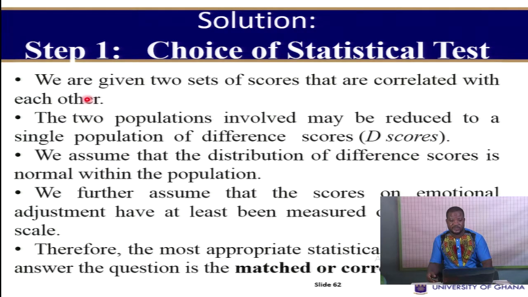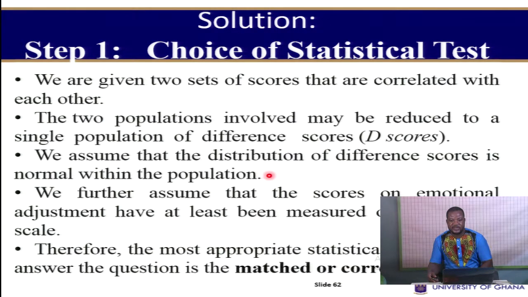So we have 2 scores, and we are saying the 2 scores are related because they are coming from identical twins, one pair in one group and then the other in the other group. So here the 2 populations involved could be reduced to a single population of difference, which will be called the D scores. We can also assume that the distribution of difference score is normal in shape.